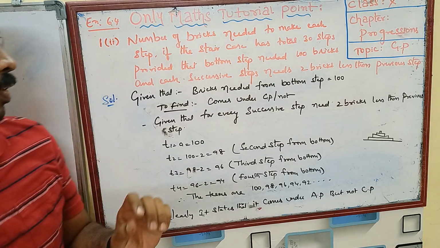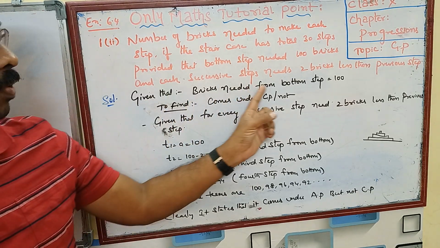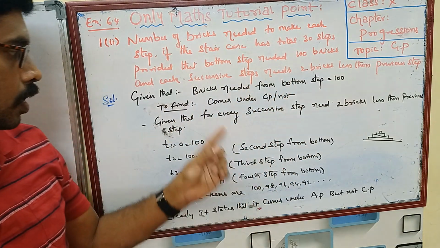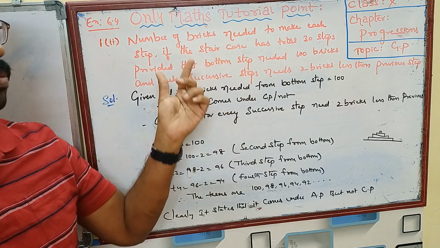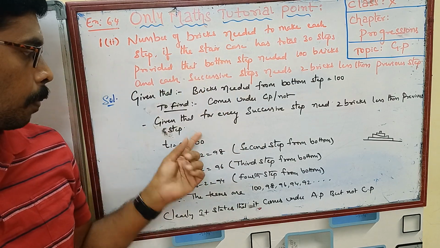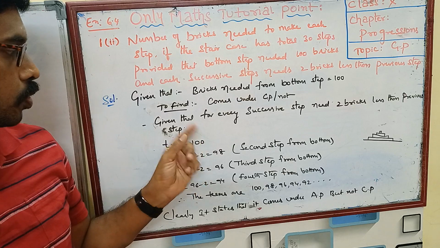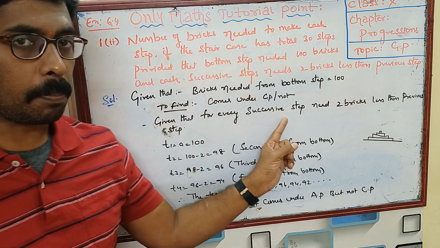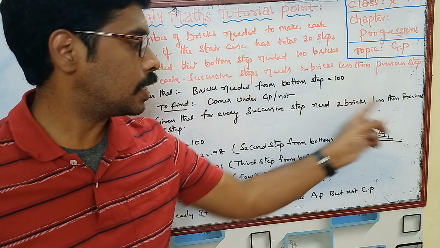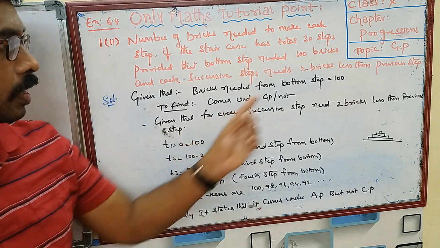First, what is given in the question? Bricks needed for the bottom step is 100. We need to find whether the given question comes under a GP series or not. What is given in the question? For every successive step, 2 bricks less than the previous step are needed.